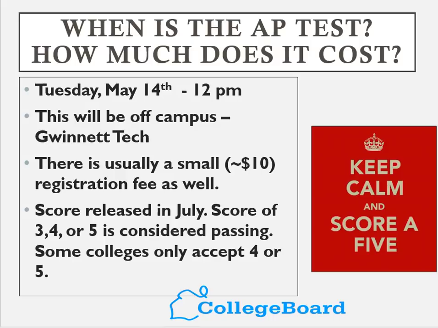Remember that I said earlier your score is released in July, so it's not a part of your grade, but that score is what is used by colleges to determine if you get credit or not. And a 3, 4, or 5 is considered passing. So a 1 or 2 is not passing, 3, 4, or 5 is passing.